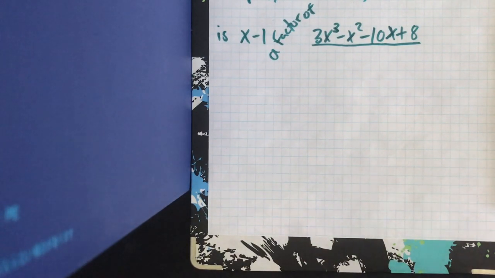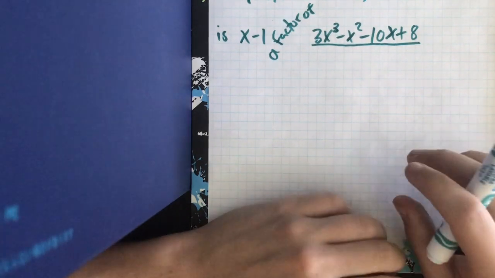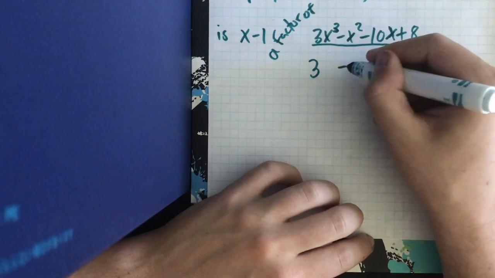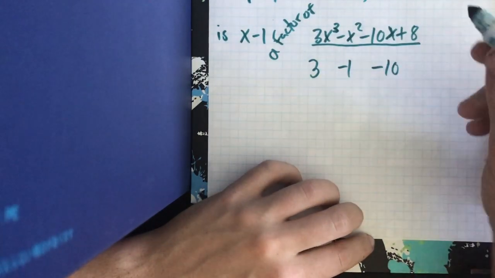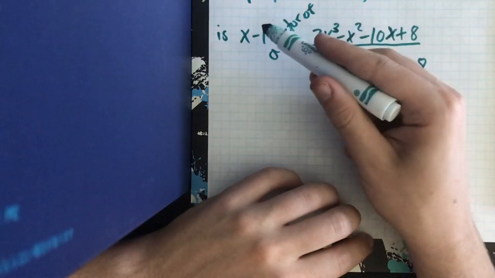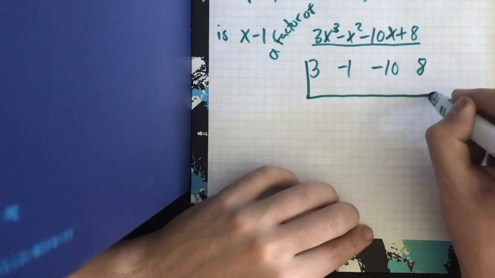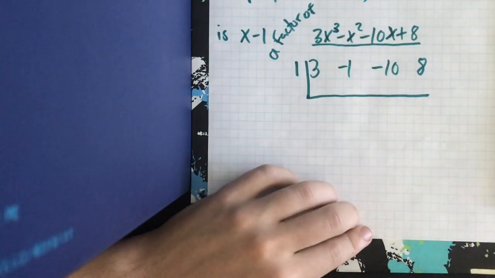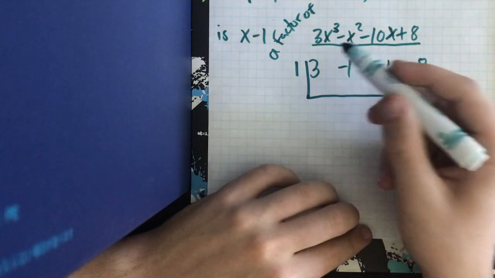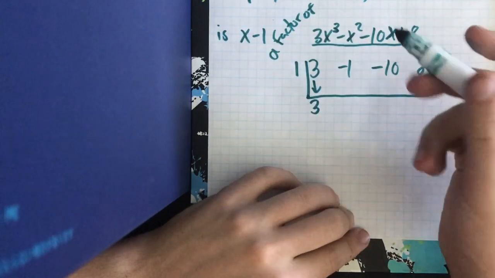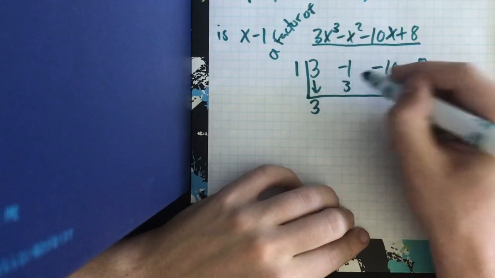So we're going to try to figure out if x minus 1 is a factor of 3x cubed minus x squared minus 10x plus 8. So we're going to do this again by setting up synthetic division. So we're going to bring down 3, negative 1, negative 10, and 8 as our coefficients. And since we are dividing the equation by x minus 1 to check if it's a factor, 1 will be what we are using in synthetic division. And again, we are going to bring the 3 down. Multiply 1 times 3, you get 3.